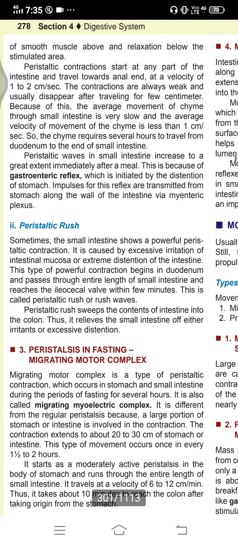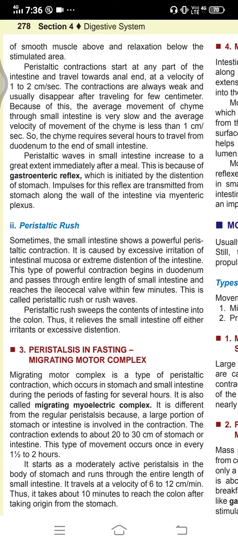Now, peristaltic rush. Sometimes the small intestine shows a powerful peristaltic contraction. It is caused by excessive irritation of the intestinal mucosa or extreme distension of the intestine. This type of powerful contraction begins in duodenum and passes through the entire length of the small intestine and reaches the ileocecal valve within a few minutes. This is called peristaltic rush or rush waves.